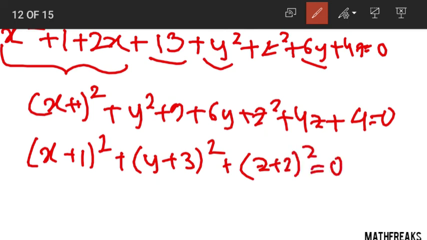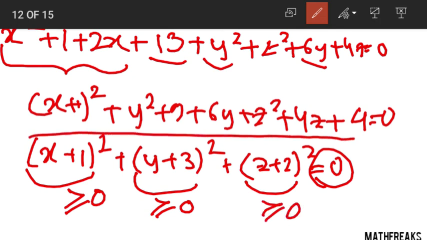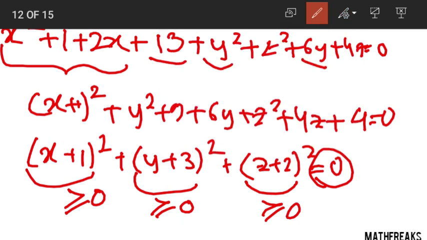Now see, these are squares, so all of these terms have to be greater than or equal to 0, right? And since their addition is equal to 0, see, we are talking about addition being equal to 0, then the only possible case is that all the terms are 0. That is the only possible case.